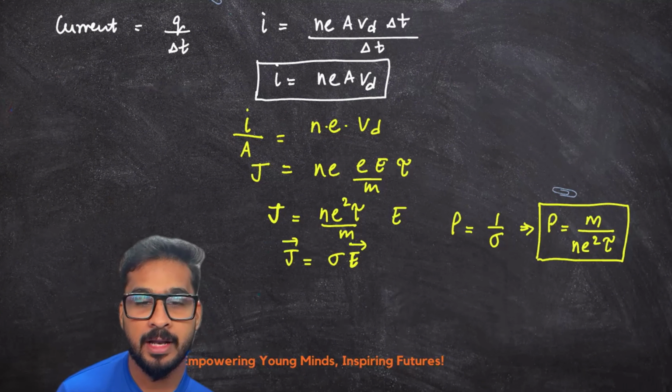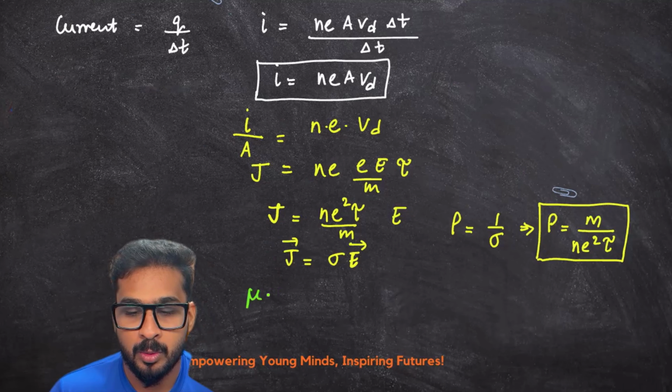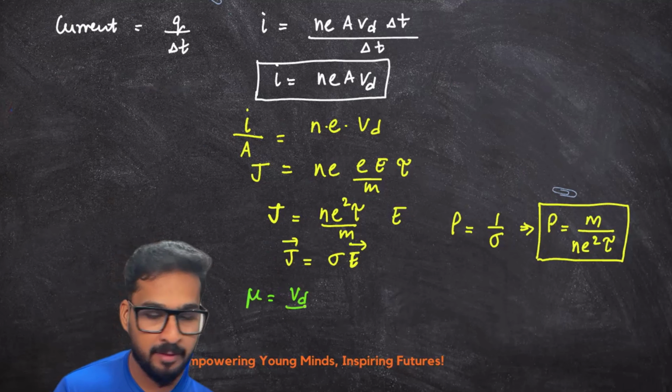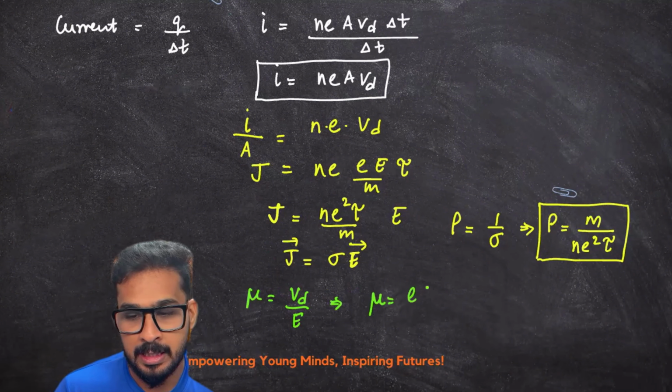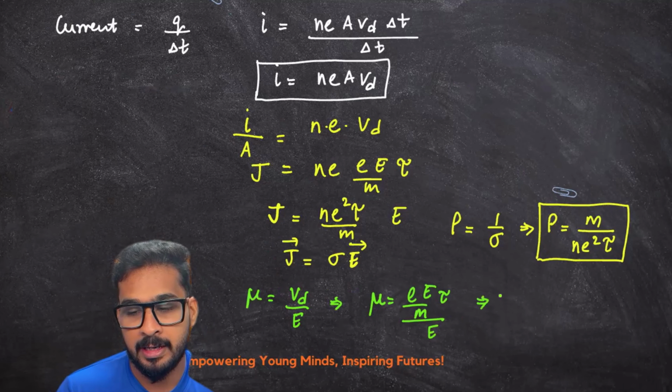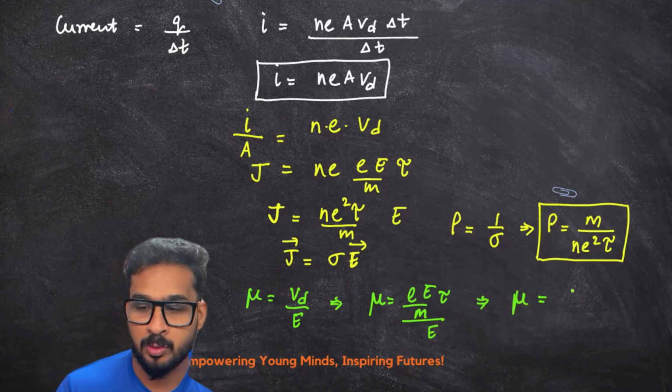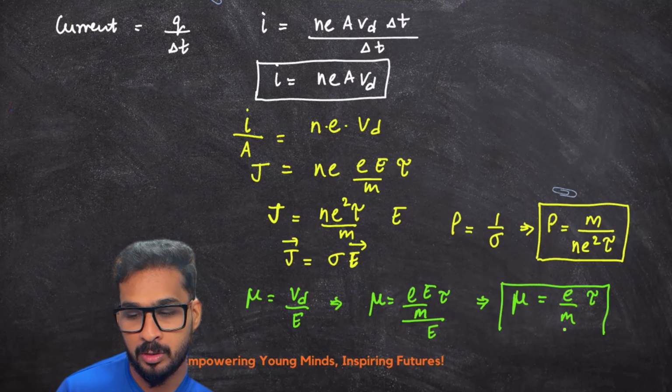The mobility of an electron is defined as mu equal to drift velocity divided by the electric field. So the mobility is given by eE by m into tau divided by E. So I can write the mobility of the electron is equal to e by m into tau, which is another important formula that you need to remember.